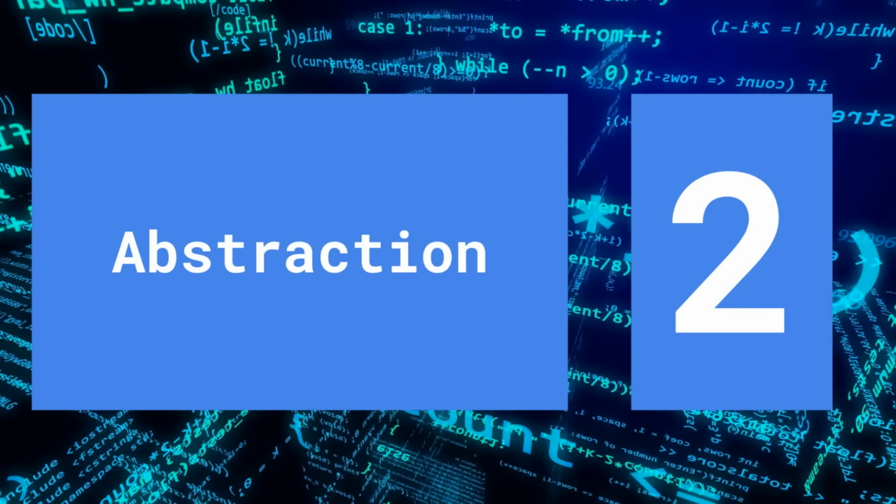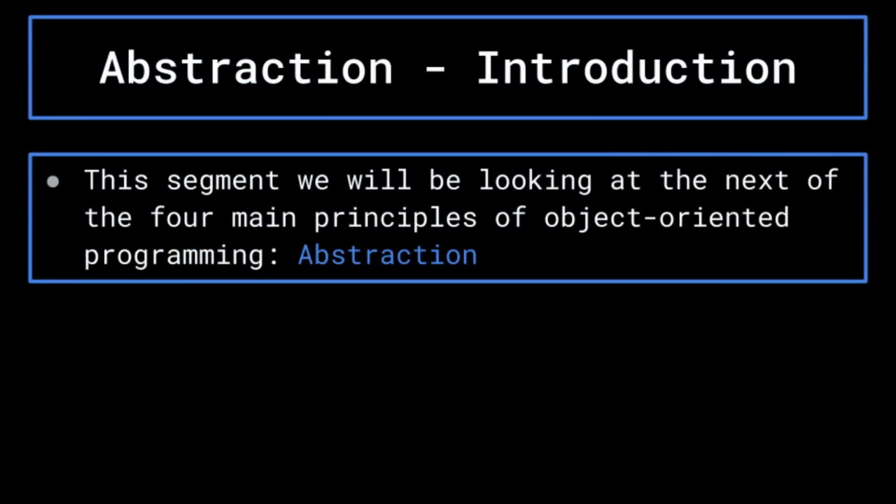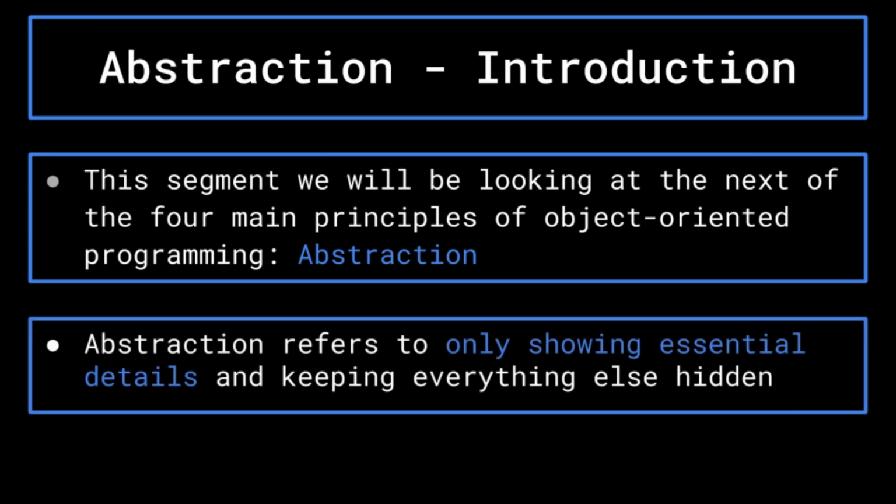In this next section, we are going to be discussing the next of the four main principles of object-oriented programming, abstraction. Abstraction refers to the idea of only showing essential details and hiding everything else. This idea is present in everyday life.